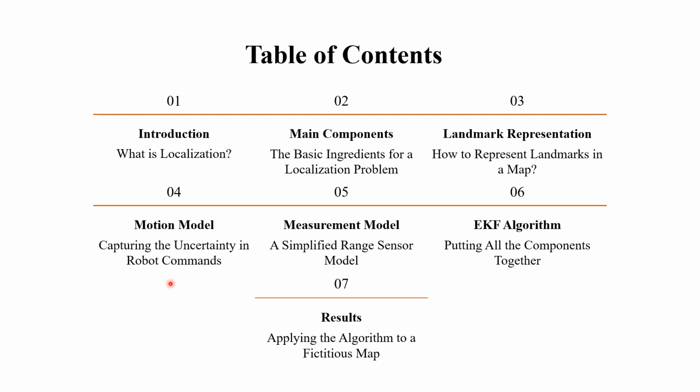Then I'm going to talk about the motion model, and its probabilistic framework on how to capture the uncertainty in the robot commands in motion. Then I'll proceed to talk about the measurement model, which we're going to use a laser range sensor. In the final part, I'm going to talk about the EKF algorithm on how we are going to fuse all of these components together, and finally show the results applied to a fictitious map.